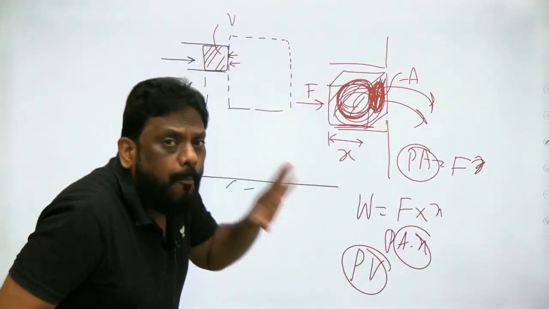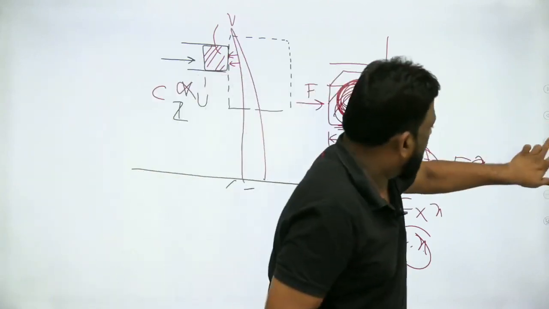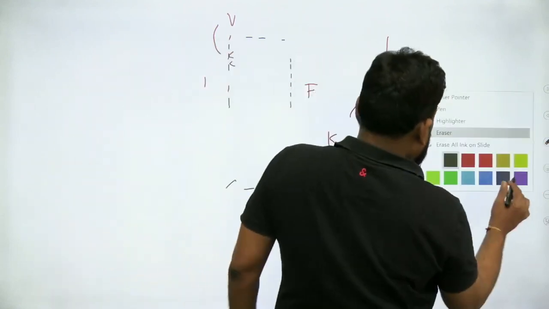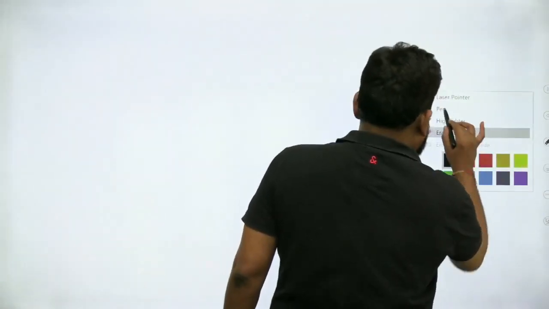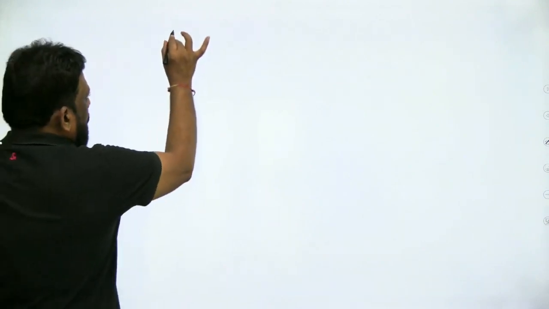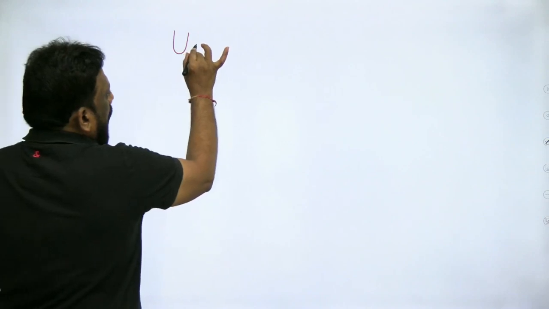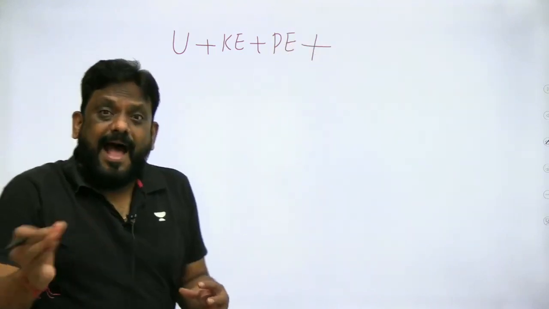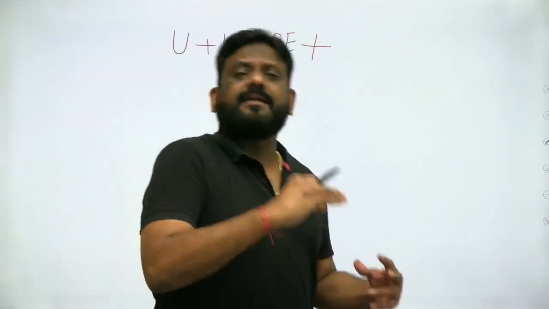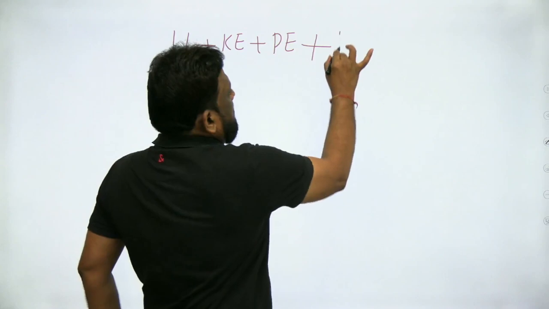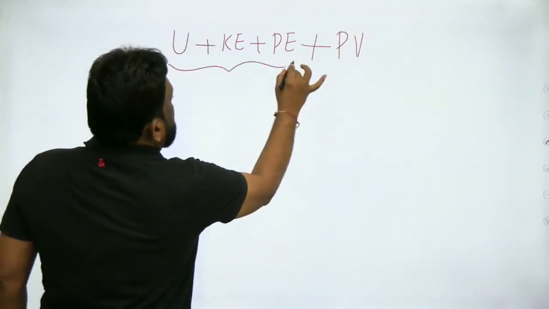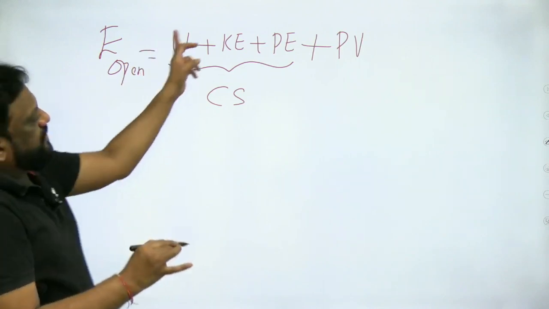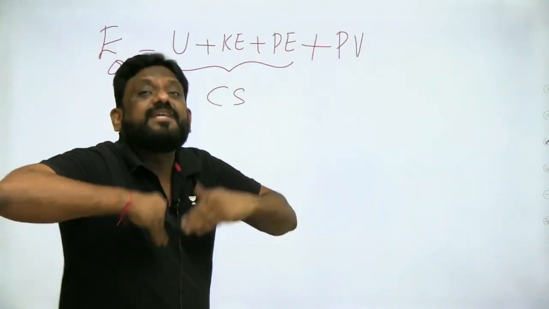Now I can write, in an open system, my dear students: already you have seen internal energy, kinetic energy, and potential energy, but as it is flowing, some work has to be done in causing the element to enter the control volume or to leave the control volume. Additionally, this term is coming. Already you have seen this in a closed system. The energy of an open system is the energy of a closed system plus an additional term. Because of this additional term, it is flowing.